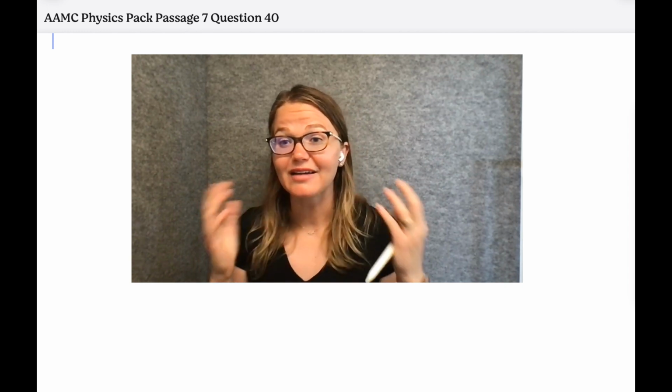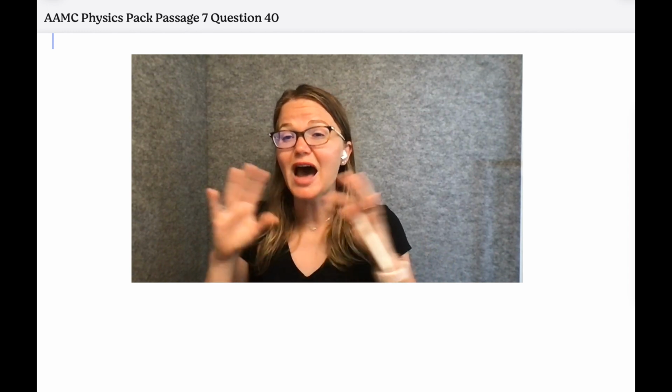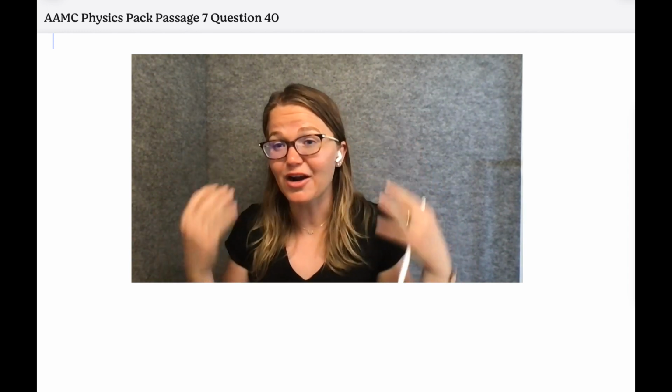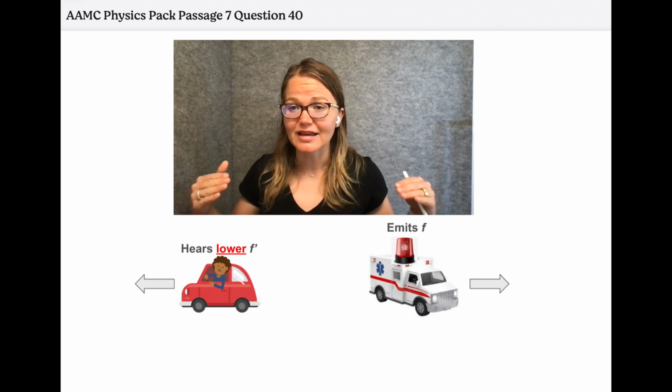Now, this question is asking about the opposite case, though. It's asking about what happens when the thing that's emitting the sound, like the ambulance, and the thing that's observing the sound are getting farther apart. So then, of course, just the opposite happens. Instead of you perceiving the frequency as being higher than the actual frequency the ambulance is emitting, you're going to perceive that frequency as being lower than the actual frequency that the ambulance is emitting.